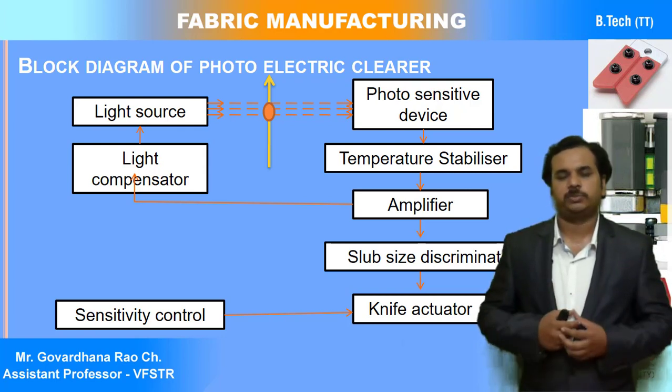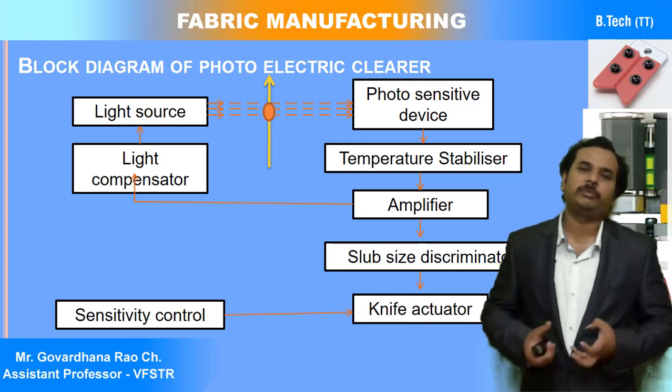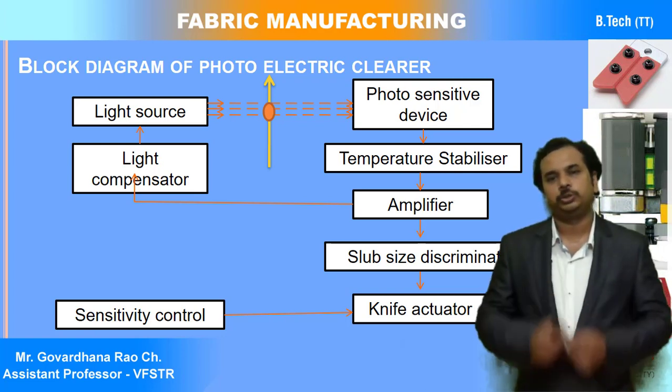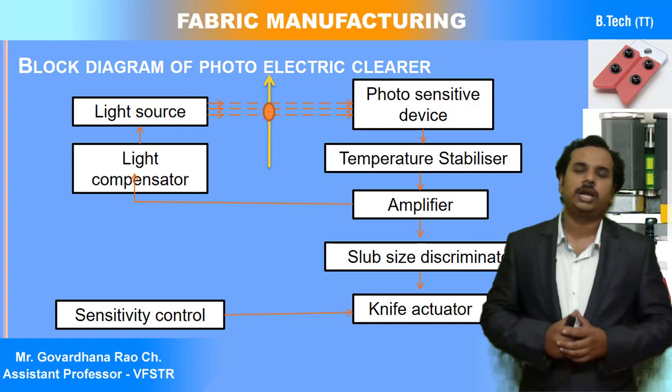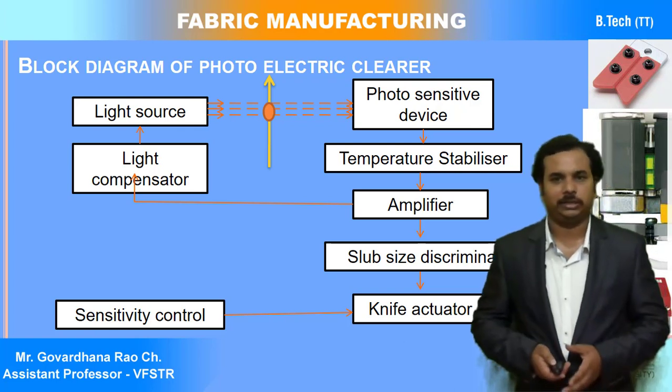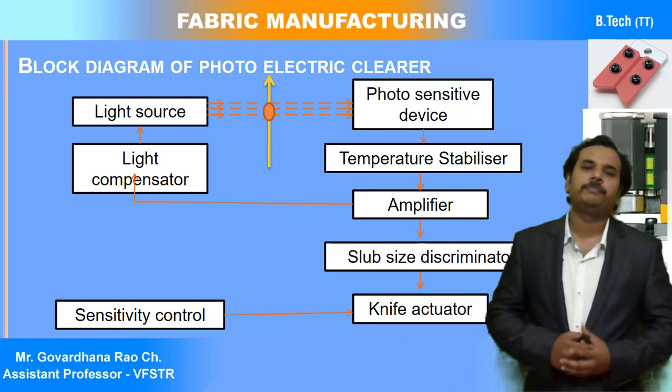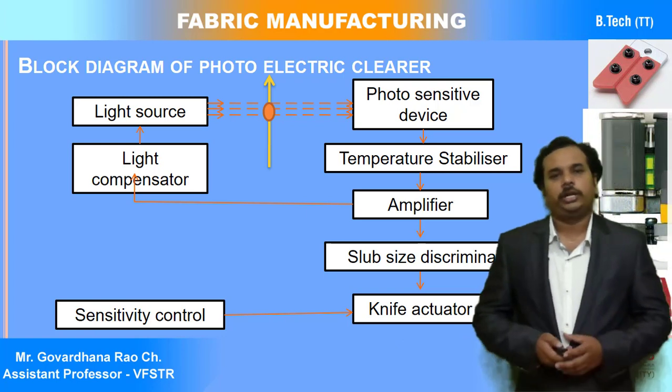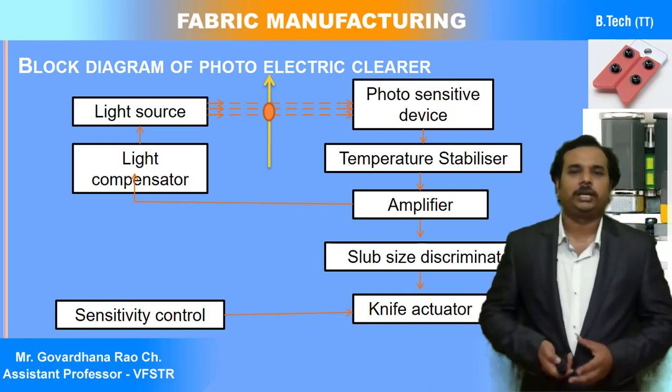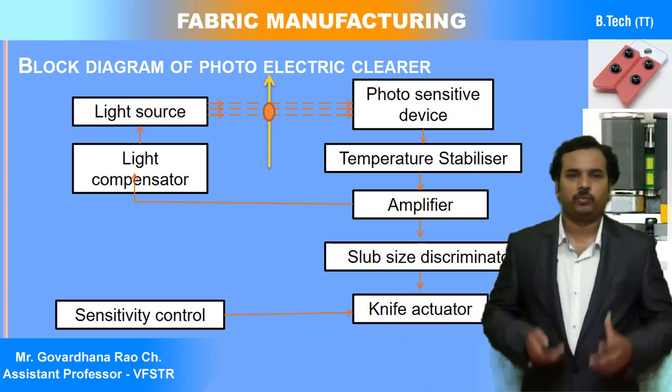And with the help of a splicing mechanism. So the splicing mechanism is going to join the two broken ends after the clearer cutting. So this is how the electronic type, that too photoelectric type of clearer will work.